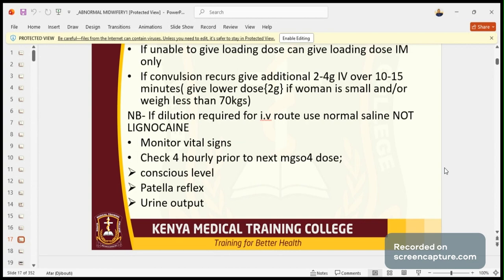If dilution is required for the IV route, use normal saline, not lignocaine. Don't give lignocaine IV. That's anesthesia. Monitor vital signs. Check hourly, prior to the next magnesium sulfate dose, the conscious level, patellar reflex, and urine output. Next, you have to monitor conscious level, patellar reflex, and urine output. Okay. Monitor vital signs. Check the reflexes and urine output.